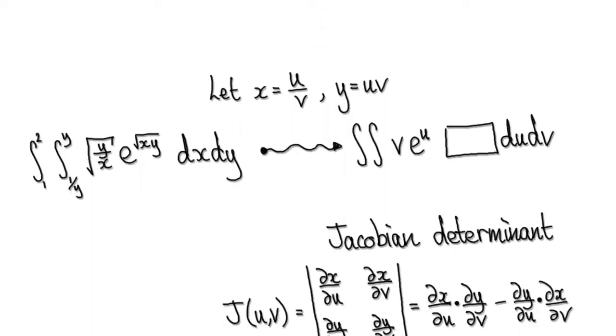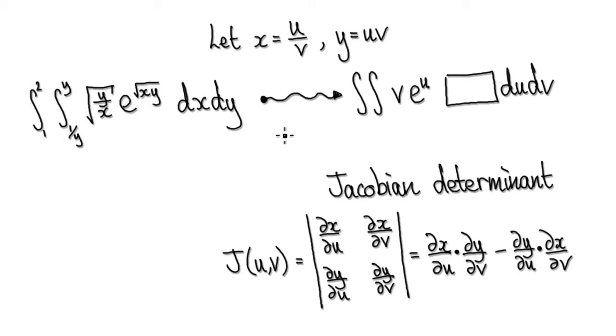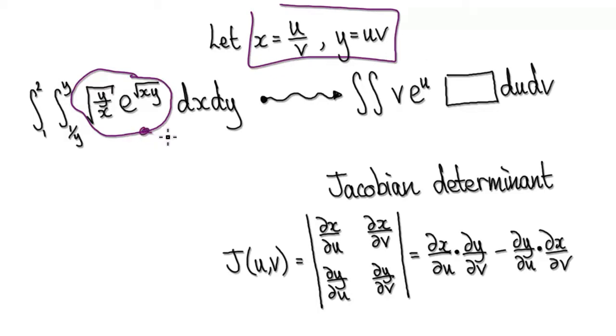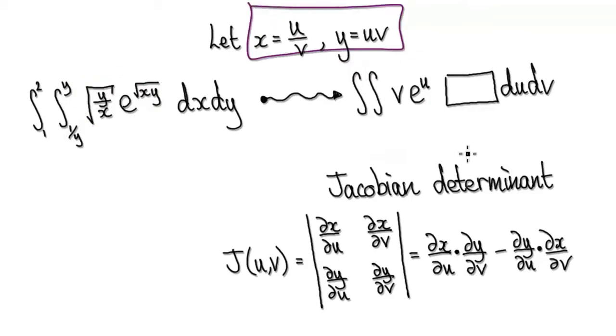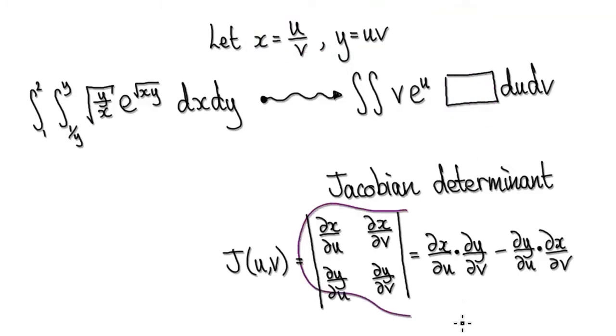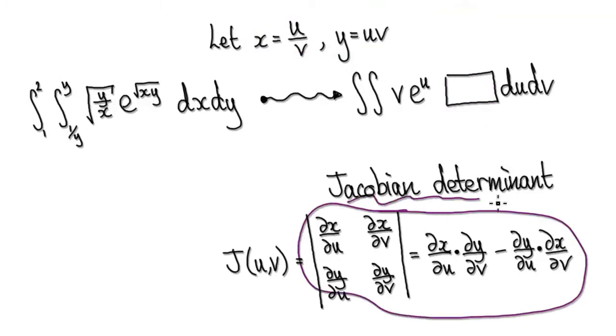Now I'm going to introduce you to substitutions in multi-integrals. So the idea here is that you're trying to integrate something that's complicated. You make some sort of substitution, and then this complicated thing here will then become a lot easier to work with. But the thing is, when you make this substitution, you need to make some sort of adjustment. Well, this adjustment here is you blindly computing what's known as the Jacobian determinant.